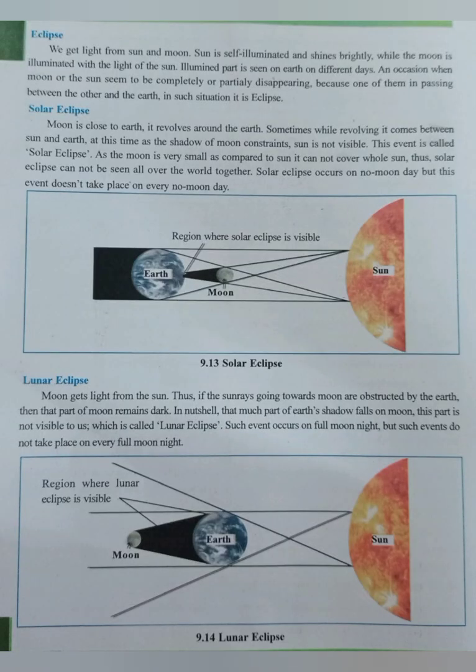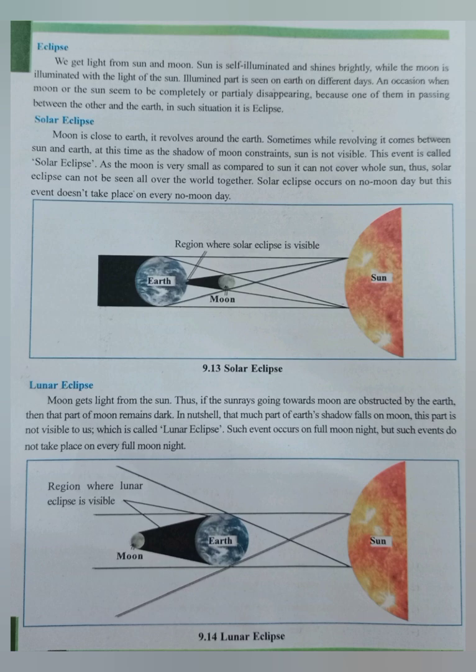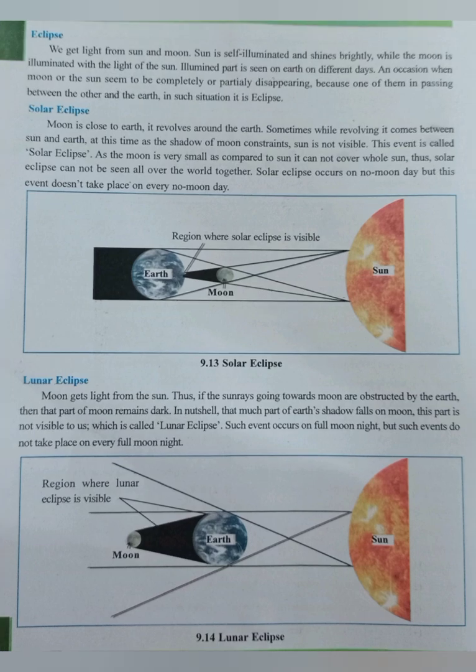Eclipse. We get light from the sun and the moon. The sun is self-illuminated and shines brightly, while the moon is illuminated with the light of the sun. The illumined part is seen on earth on different days. An occasion when the moon or the sun seem to be completely or partly disappearing because one of them is passing between the other and the earth, in such a situation it is called an eclipse.